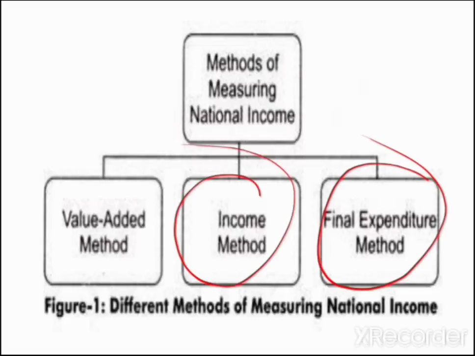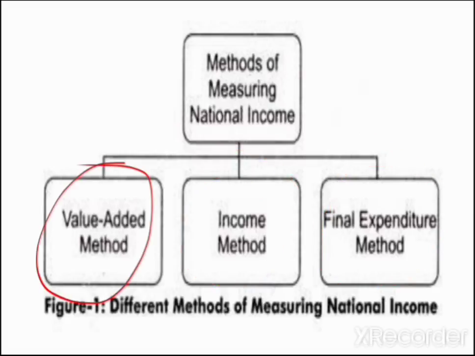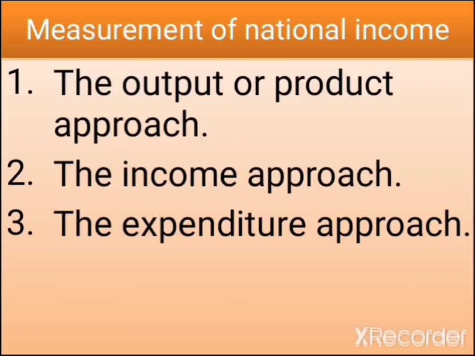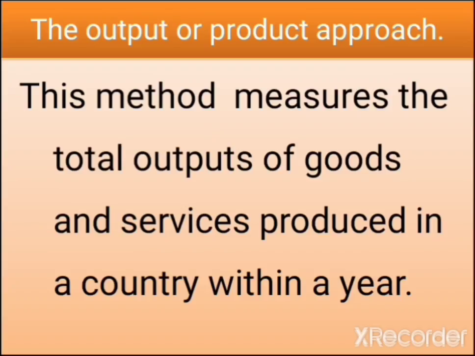Then we have the expenditure method. These are the three methods of measuring national income: the value added approach, the income approach, and the expenditure approach. So with these three methods, if one computes, the three of them will give you the same answer. So let's take a look at each of these methods. What do they entail? And then we have the output and or product approach, as I have earlier stated, income approach and expenditure approach.